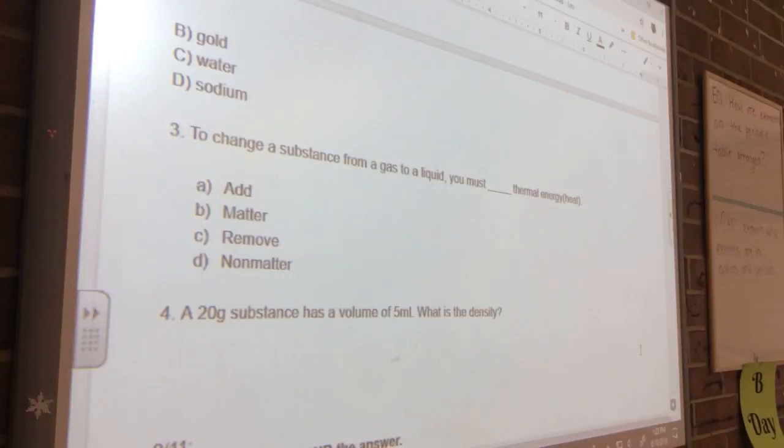For numbers 2 through 4, you should have question and answer. Otherwise, you do not get full credit for today. Don't waste your points. Just write down the question and answer. Get that 100.